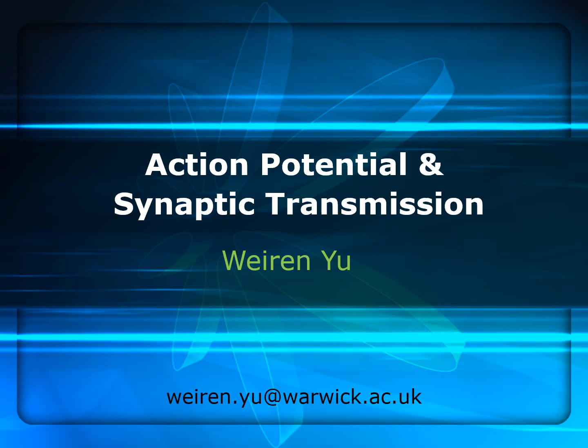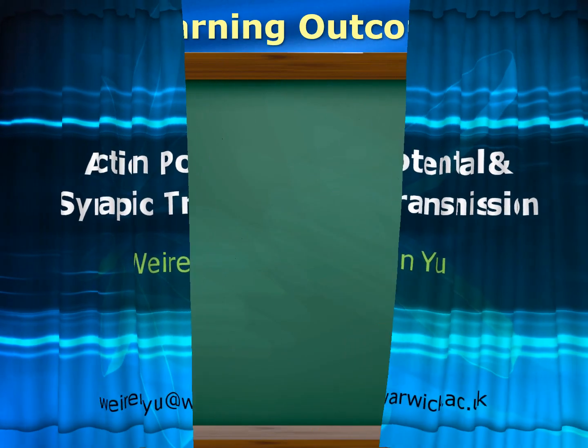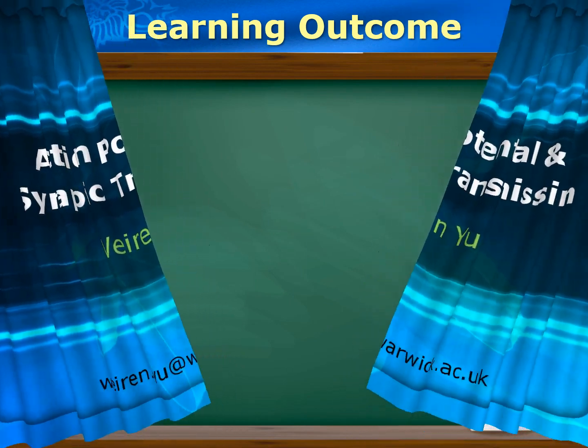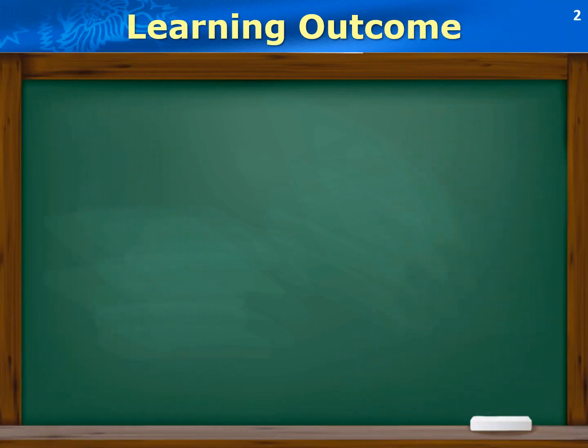Hello everyone, welcome back. In this session, we are going to learn how electrical signals are transmitted in a single neuron and between two neurons. Upon completion of this video, you will be able to learn the following: the definition of the cell membrane and the resting potential. On top of that, you will learn a very important concept called action potential.